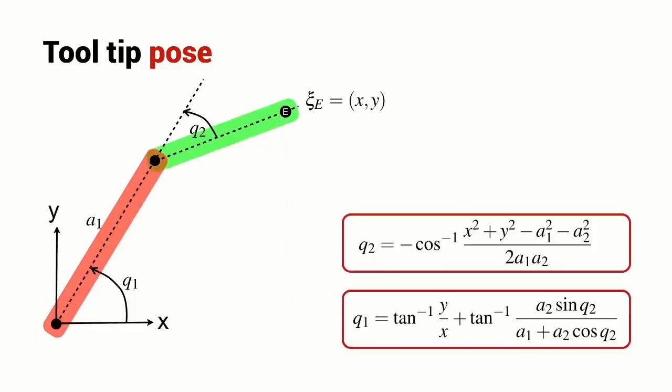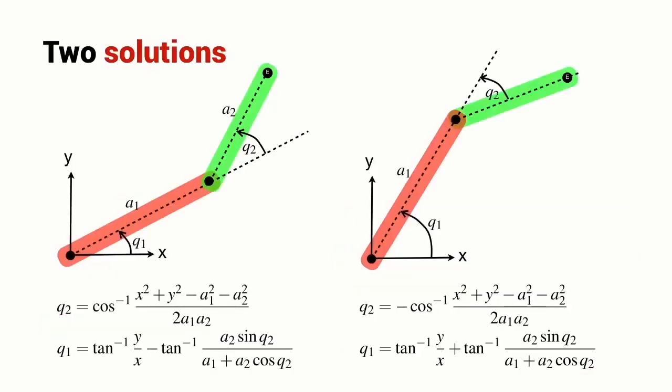And here in summary form is the solution for the inverse kinematics of our two-link robot when it is in this particular configuration where q2 is negative. Let's compare the two solutions, the case where q2 is positive and the case where q2 is negative.